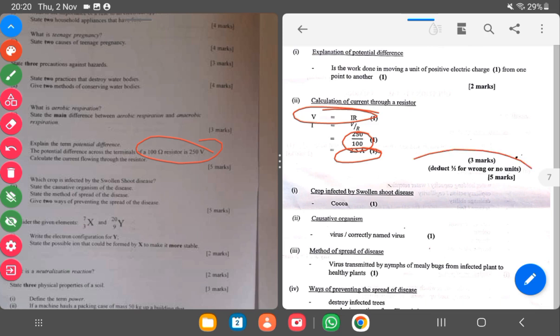So without units, half is going to be deducted from your mark. And it's amazing how marks are deducted. This you are looking at here is the marking scheme, the actual marking scheme.